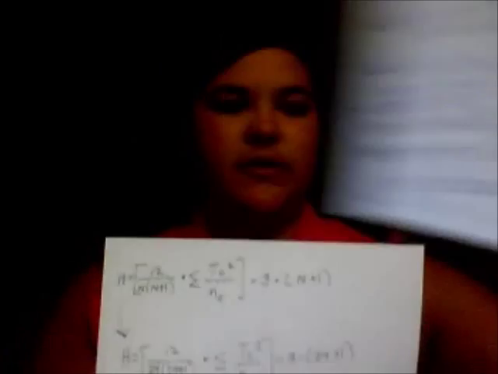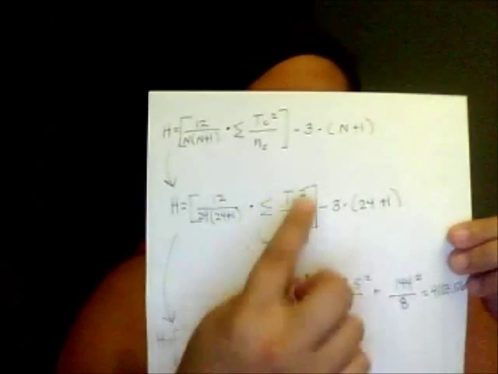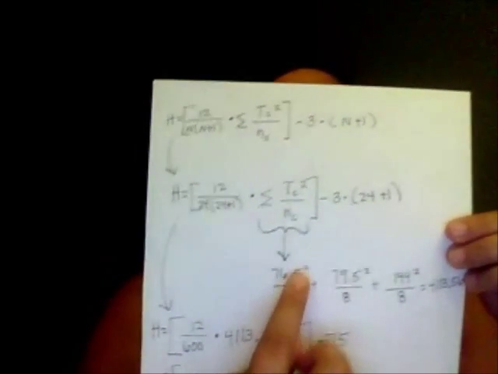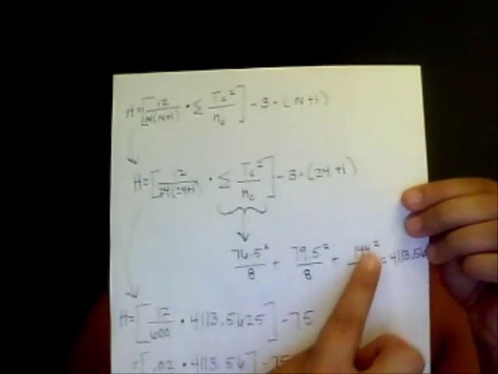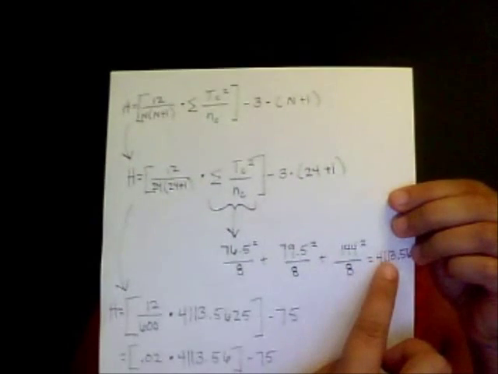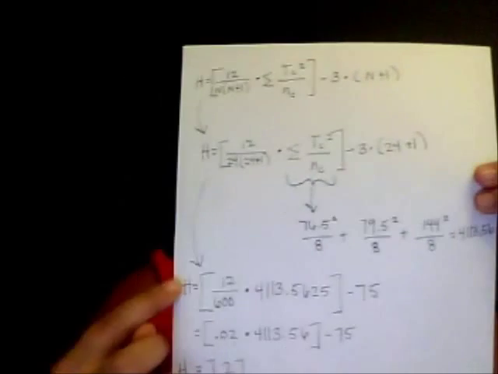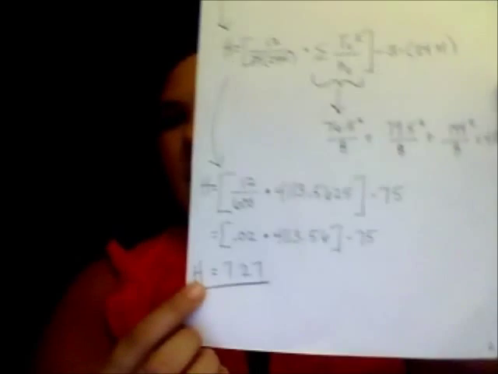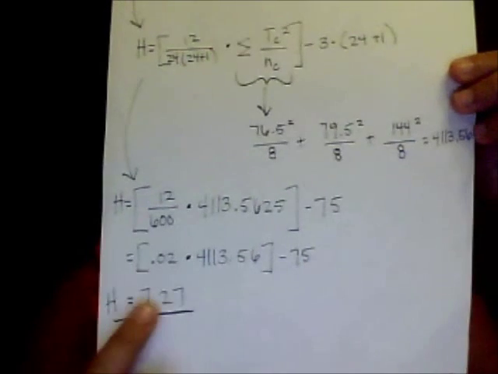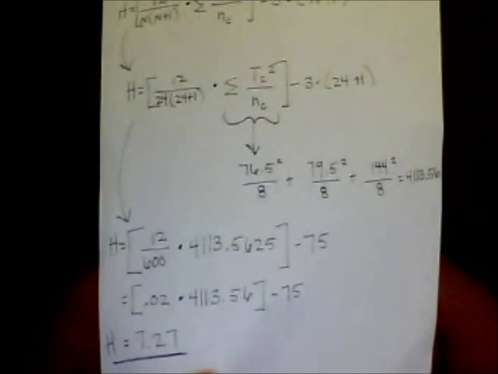So we can go back to our first chart, find those numbers, plug them in: 76.5 squared over 8, 79.5 squared over 8, 144 squared over 8, and we get 4113.56. So we go ahead and plug that into our formula, and we see that H is equal to 7.27.